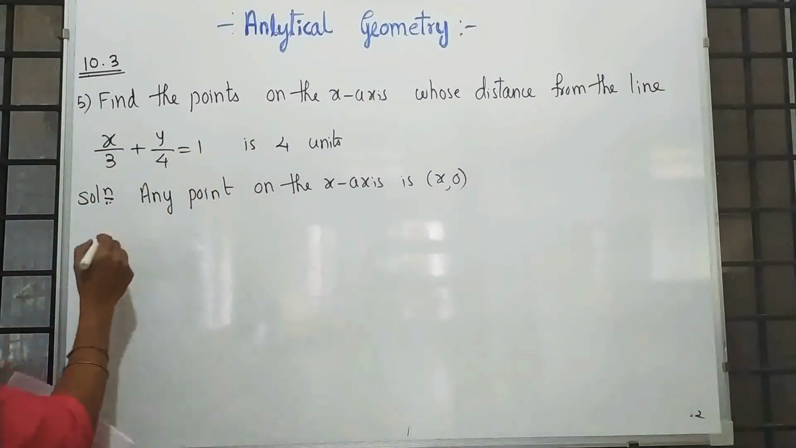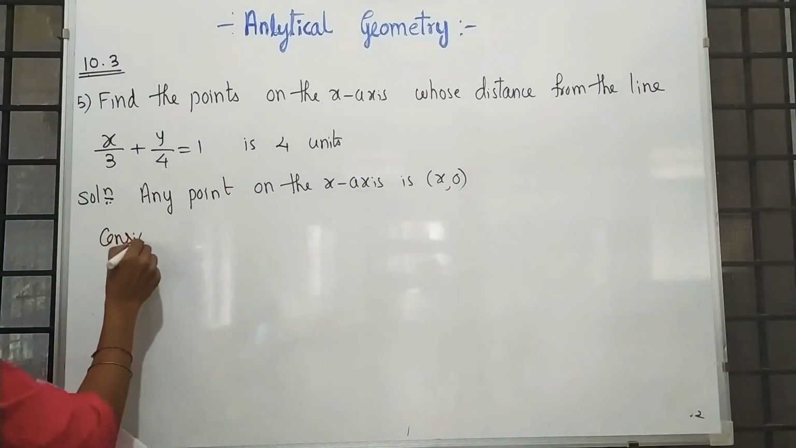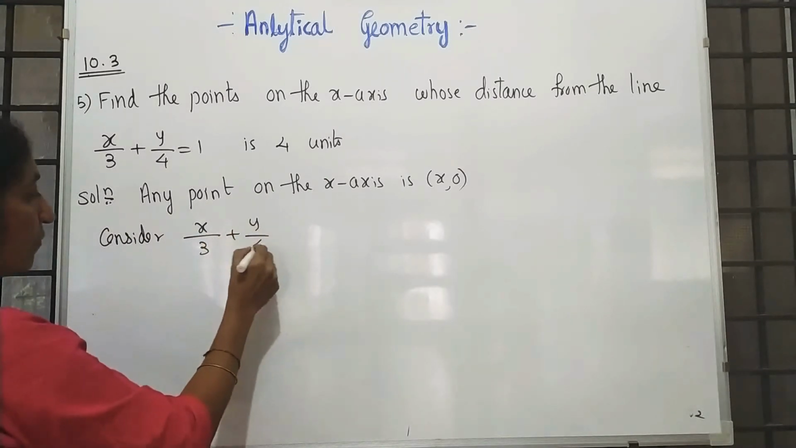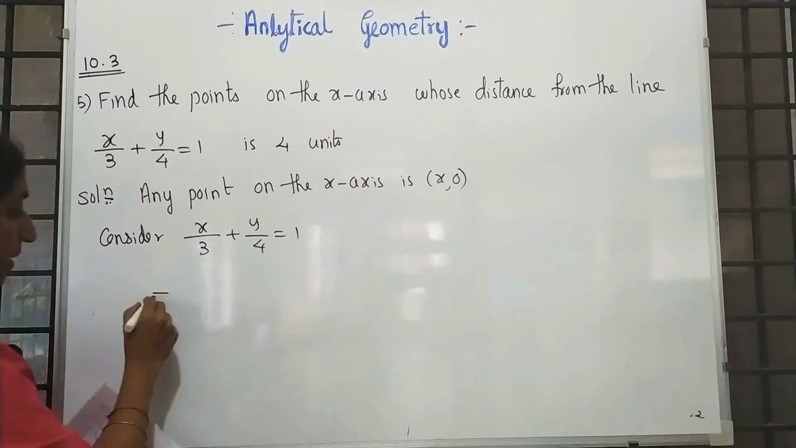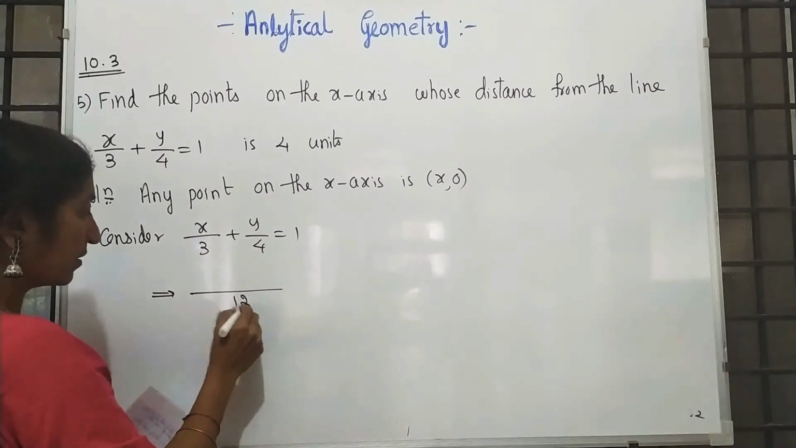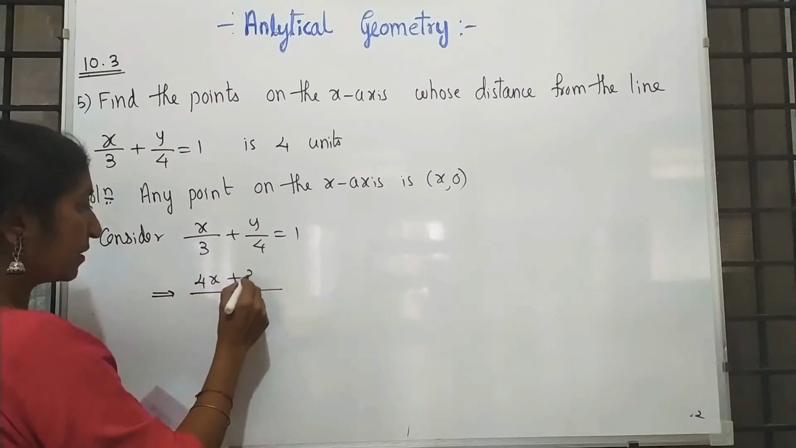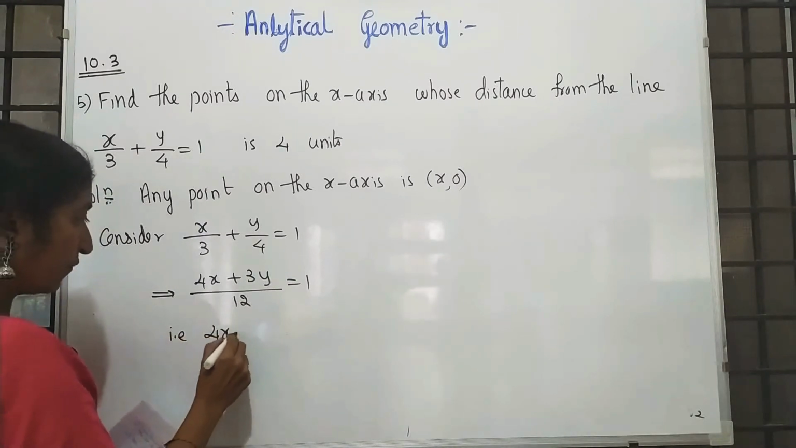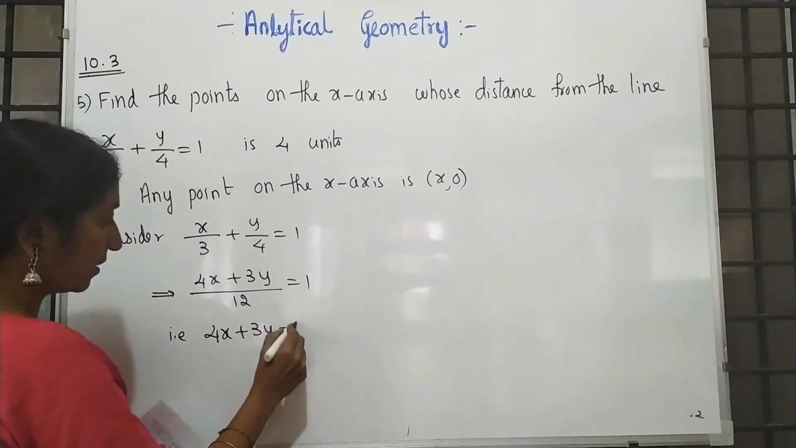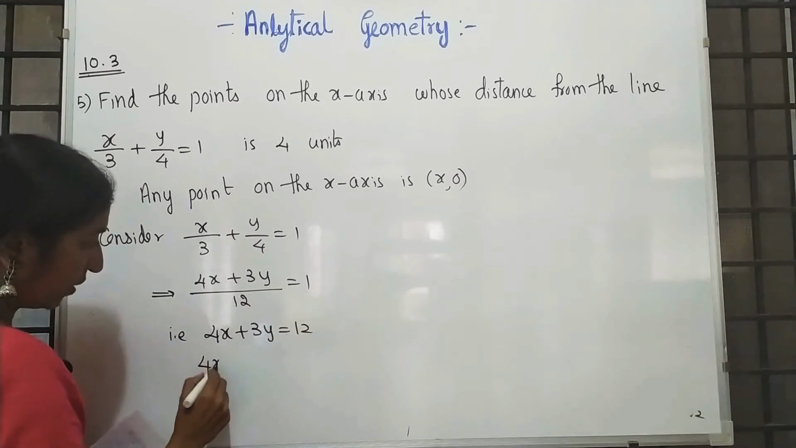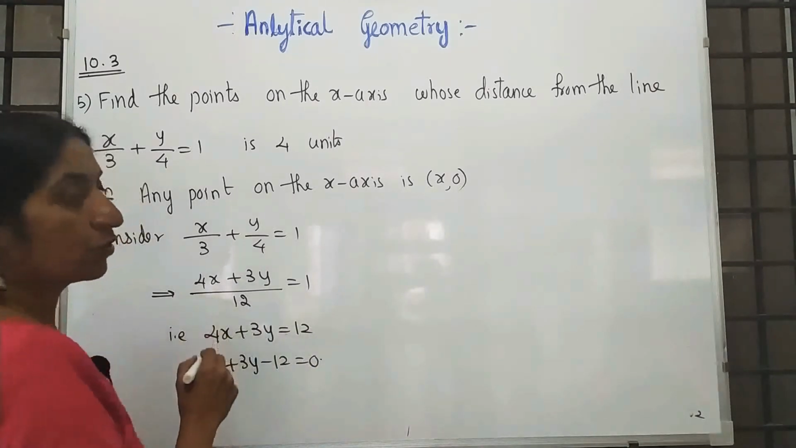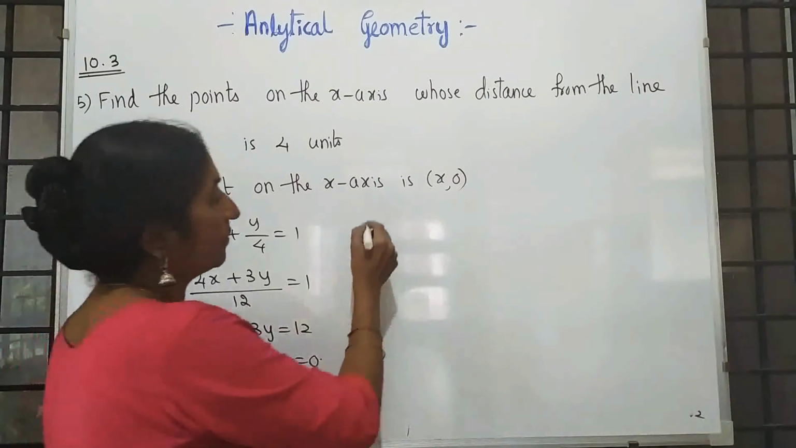Then write down that given line in the standard form. Consider x by 3 plus y by 4 is 1. LCM is 12. 4x plus 3y is equal to 12. 4x plus 3y minus 12 is equal to 0. So what is given?